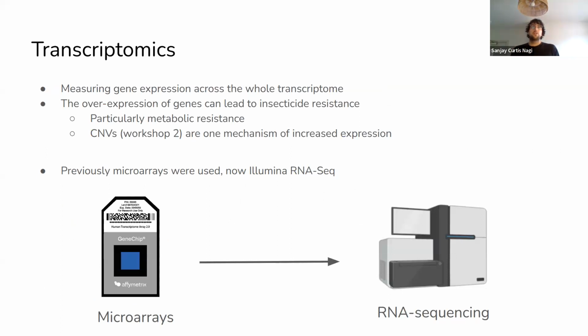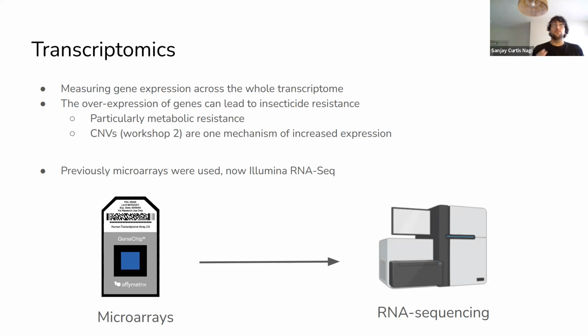So just very quickly, what is transcriptomics? When we talk about transcriptomics, we're talking about measuring gene expression across the whole transcriptome. So for all genes in the Anopheles gambiae genome, we'd like to measure expression and compare expression between 2 conditions. And why do we want to do this? Well, we know that the overexpression of certain genes can lead to insecticide resistance. Particularly with metabolic resistance, overexpressing an enzyme such as cytochrome P450 might mean that a mosquito can metabolize and remove more of the insecticide, leading to its survival.